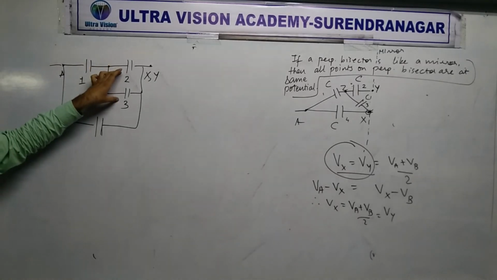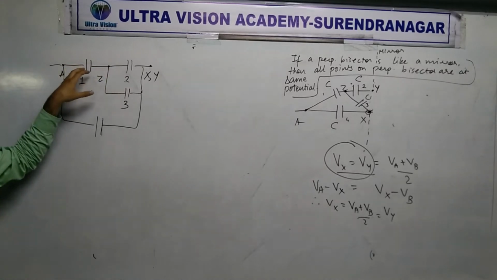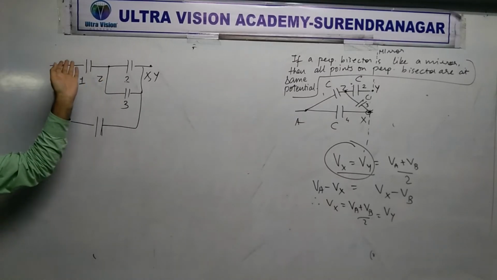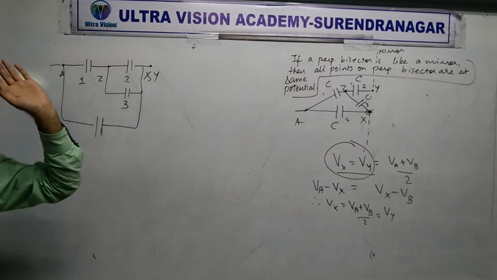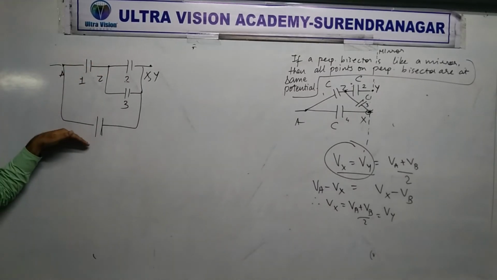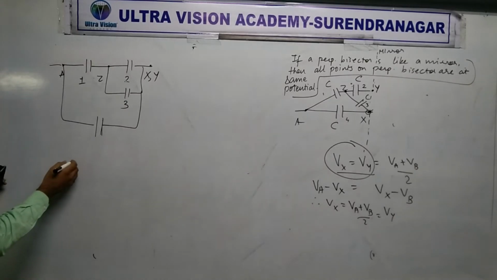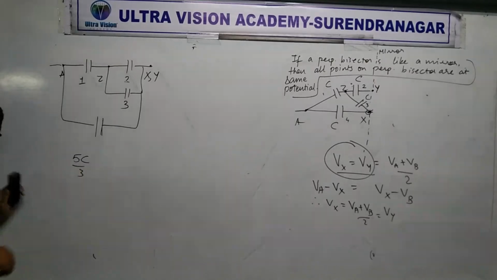These two are easy. So C and 2C. 2C and C. C and C in series gives 2C by 3, clear or not? And then in this part what comes? 5C by 3. Everyone please check and confirm. In this part it comes to 5C by 3. This is not going to be the final answer of that question.